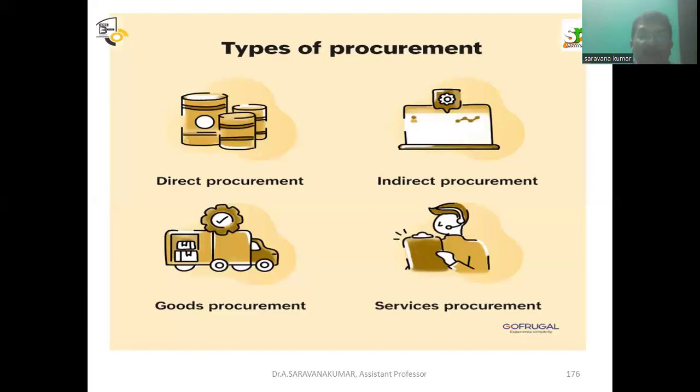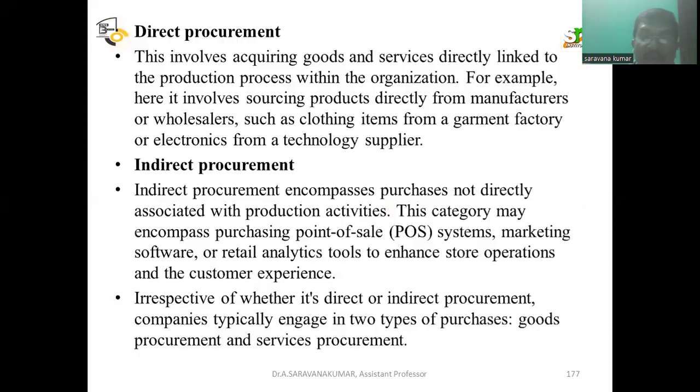What are the types of procurement? Direct procurement, indirect procurement, goods procurement, and service procurement. Direct procurement involves acquiring goods and services directly linked to the production process within the organization. For example, I'm going to manufacture shirts. I'm going to purchase raw materials like buttons and collars from one place, a wholesaler. Every time I purchase, I will definitely get a discount. Whatever the product, for example clothing or electronics, that is direct procurement.